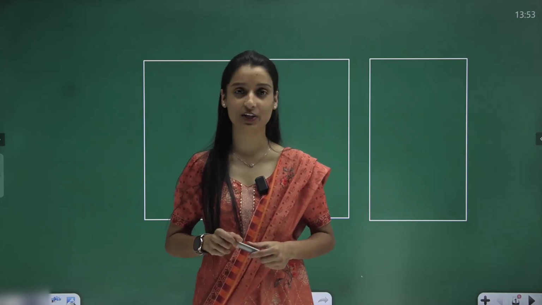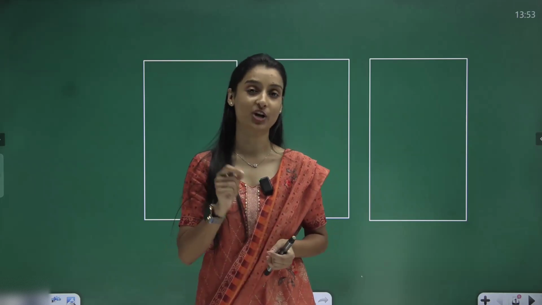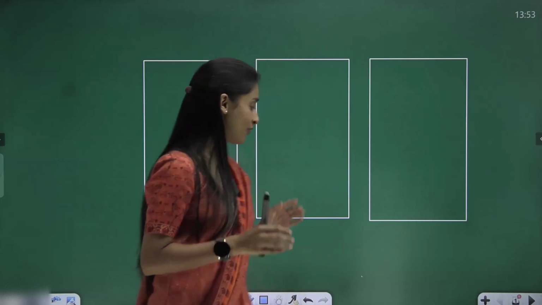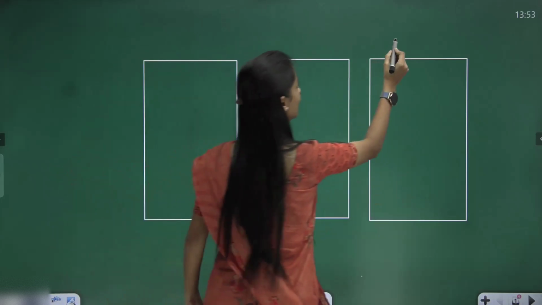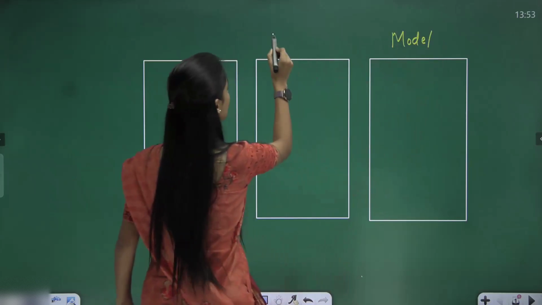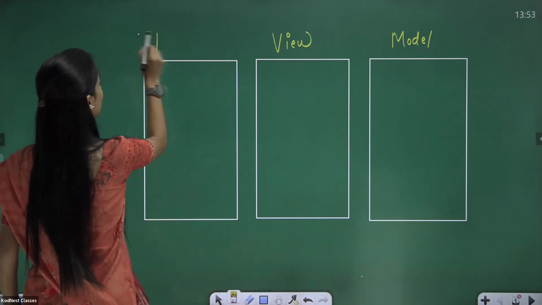Hello everyone. In this video, we will discuss the MVT architecture which Django follows to build web applications. So let's start. In MVT, M stands for model. So this side I will write model. V stands for view. And T stands for template.